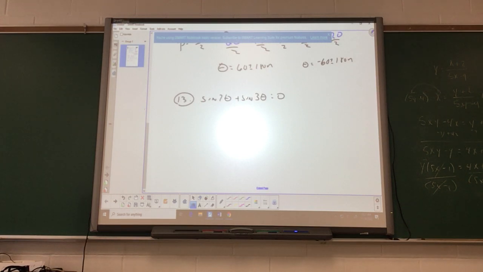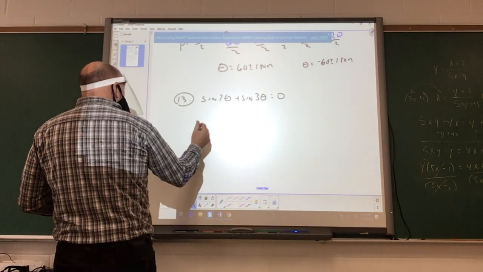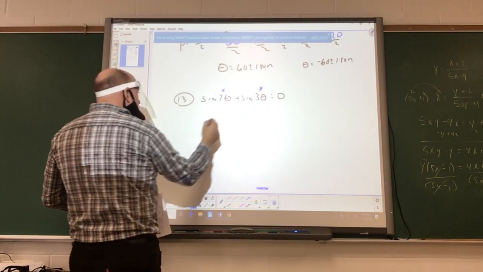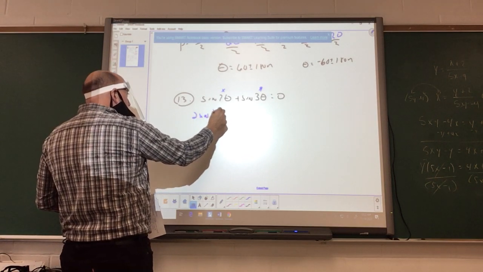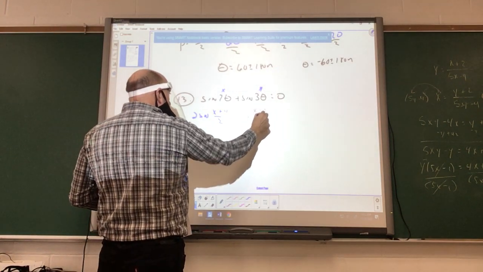So I need to look at my sums. Do I have something that looks like sine of x plus sine of y? Just look on the left-hand side, because that's my sums and products. Mel, do you have something there? Yeah, 2 sine of x plus y over 2, times cosine of x minus y over 2. So here's your x and here's your y, so you had 2 sine of x plus y over 2 times what? Cosine of x minus y over 2.